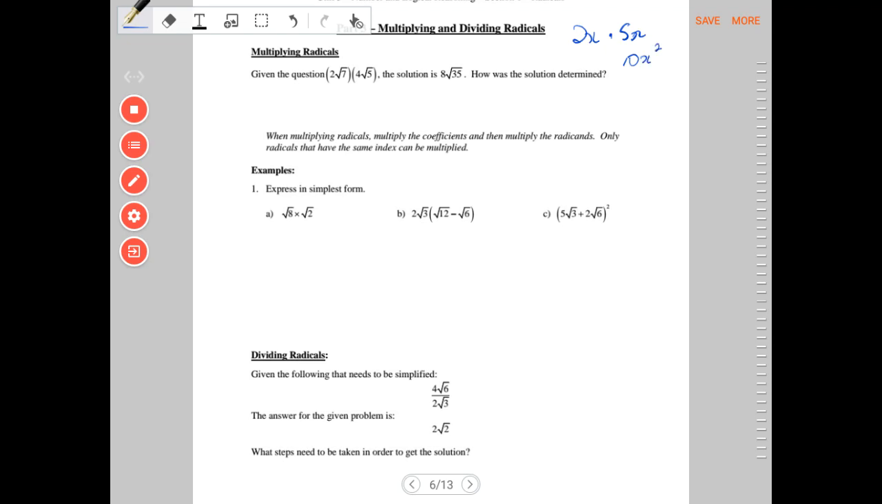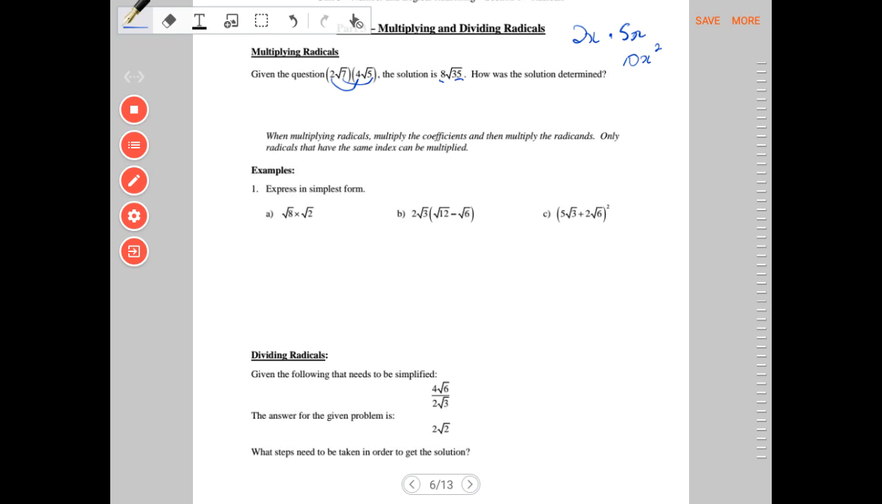The same thing is true for when you're multiplying radicals. So, given the question 2 root 7 and 4 root 5, the solution is 8 root 35. How was this determined? Does the same thing work on radicals as polynomials? If we multiplied the coefficients by the coefficients, 2 times 4 does indeed give us 8. If we multiply radicand by radicand, 7 times 5 does indeed give us 35. So, sounds like it's the same process.